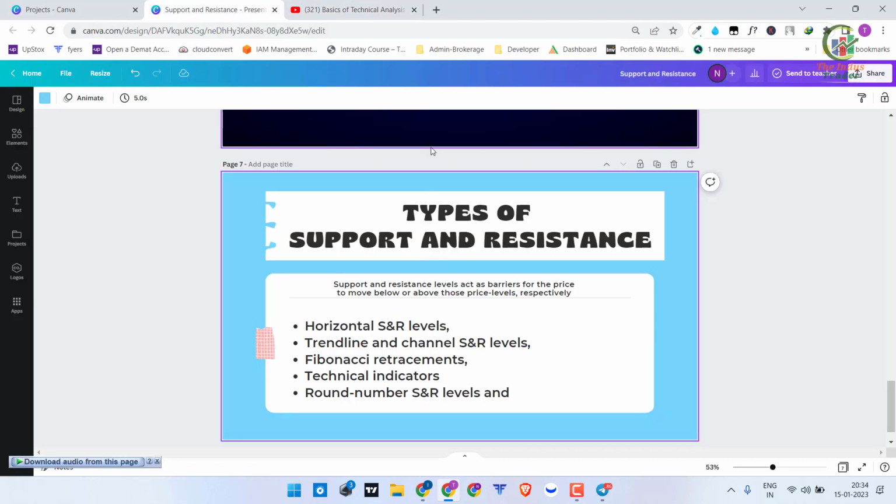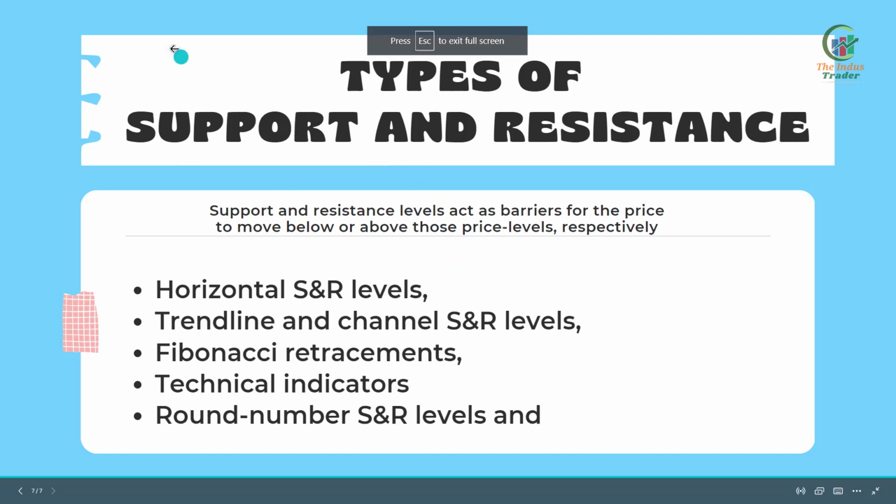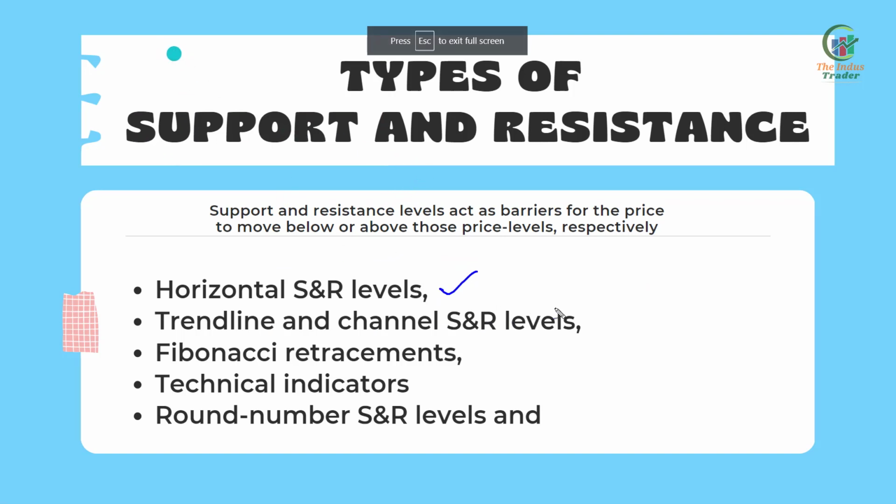So now let's see. We have covered horizontal support and resistance levels. Now let's see trend line and channel support and resistance levels, and Fibonacci retracement support and resistance levels. Before that, I would like to inform those who have been following my channel from the start, they know we have a dedicated video on trend lines, just before this video. There I explained support and resistance, how to identify it, and how to trade using trend lines. So I highly recommend you go and watch this video.